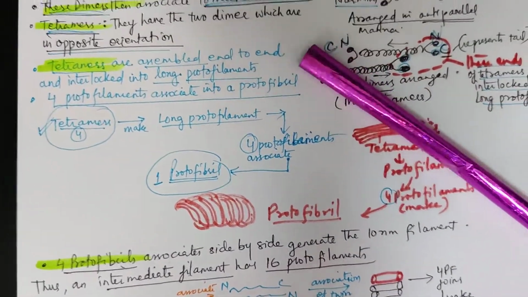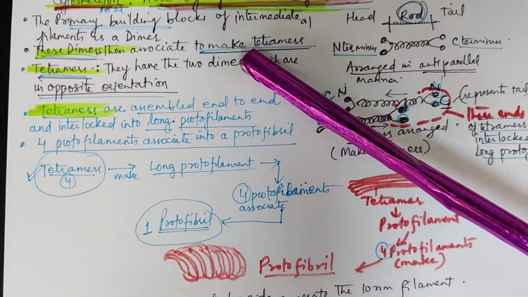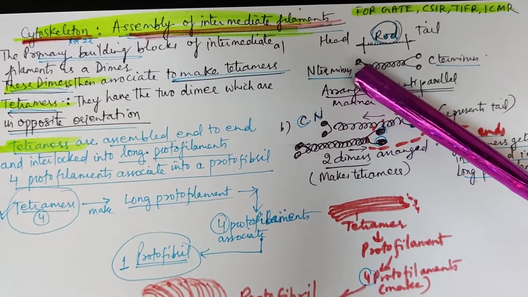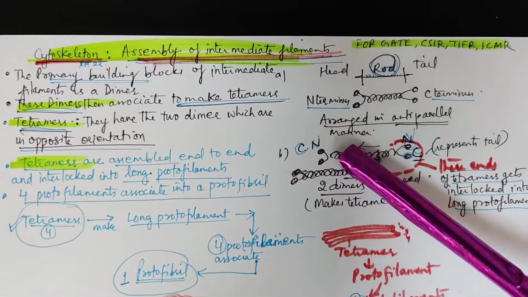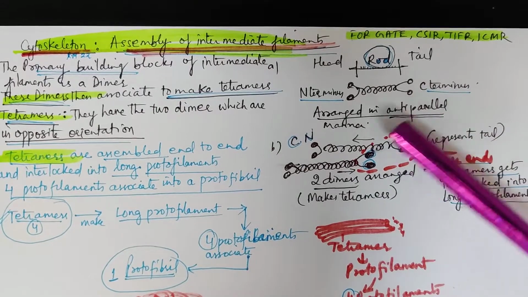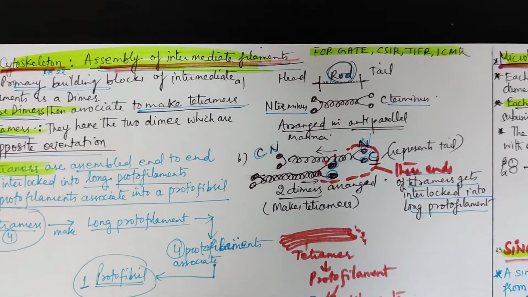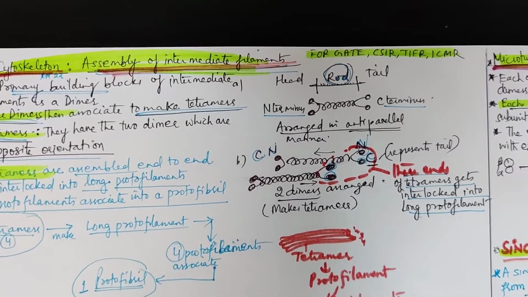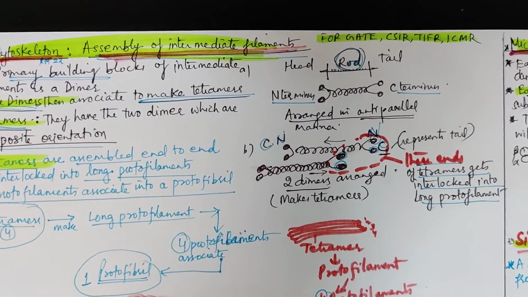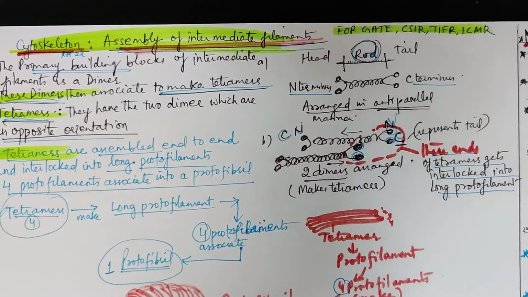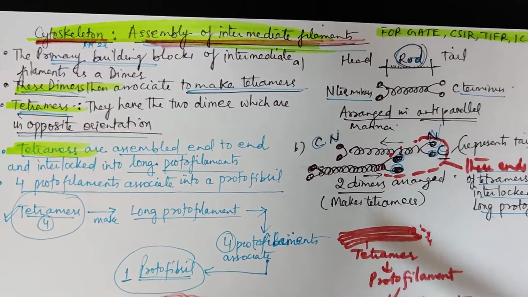Dear friends, here we are going to learn about the cytoskeleton, which is the assembly of intermediate filaments. This is a very familiar topic for examinations like GATE, CSIR, TIFR, ICMR, and many other MSc or MPhil examinations. It could be part of your syllabus.